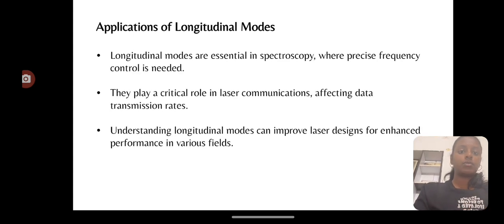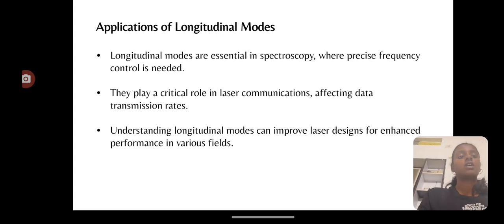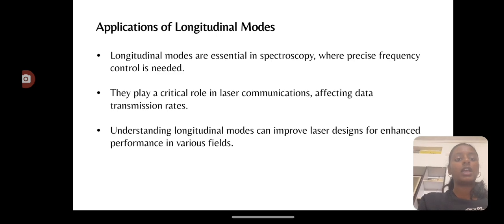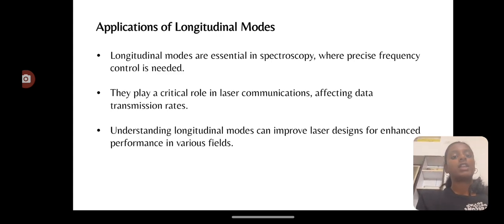Applications of longitudinal modes. Longitudinal modes are essential in spectroscopy, where precise frequency control is needed. They play a crucial role in laser communications, affecting the data transmission rates. Understanding longitudinal modes can improve laser designs and enhance performance in various fields.